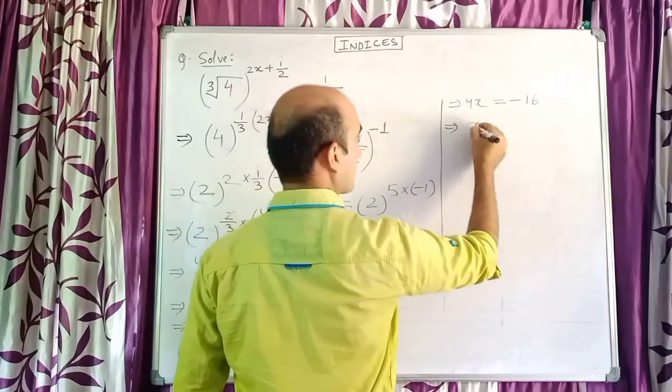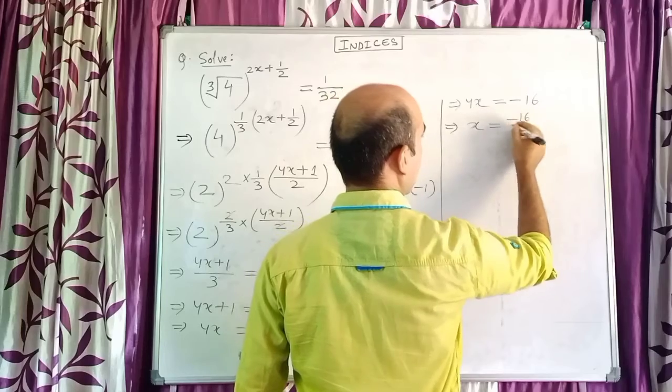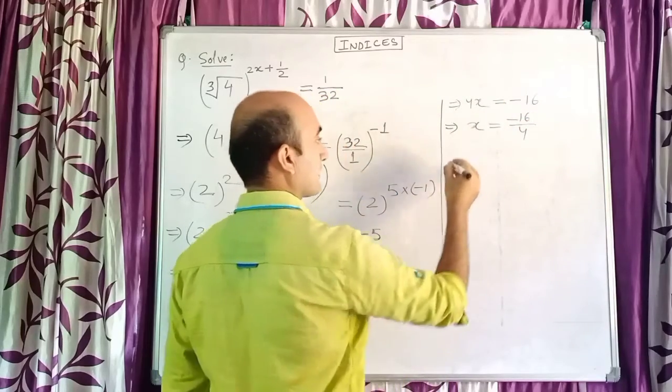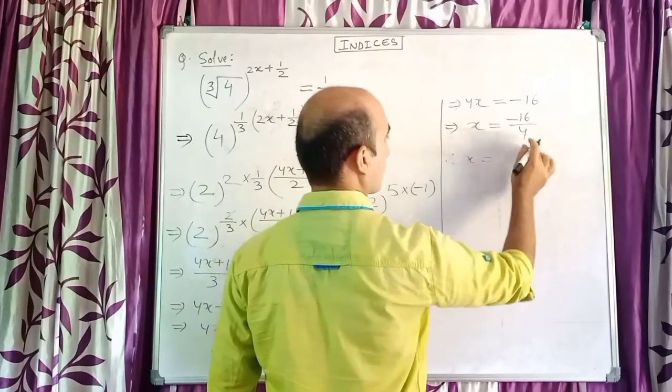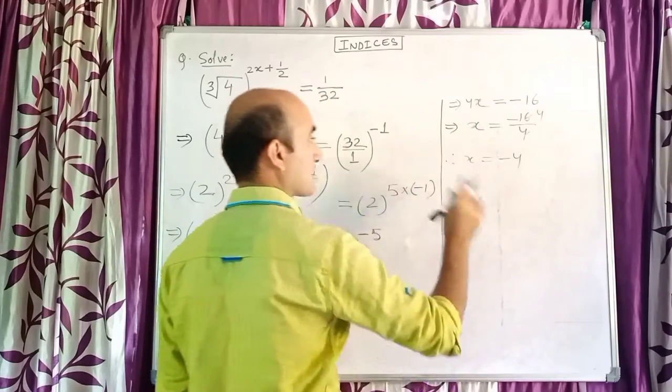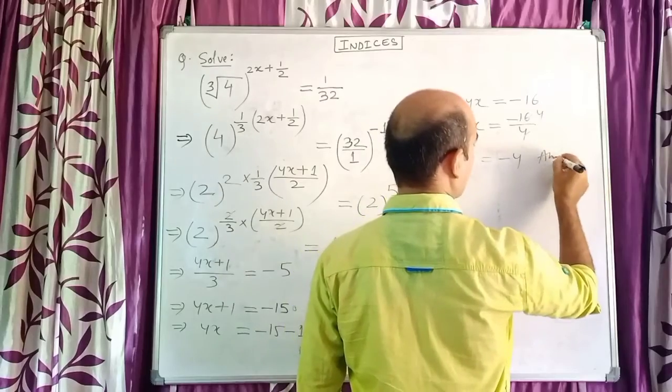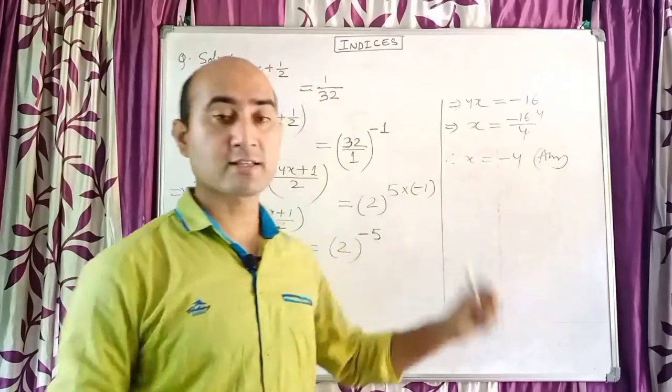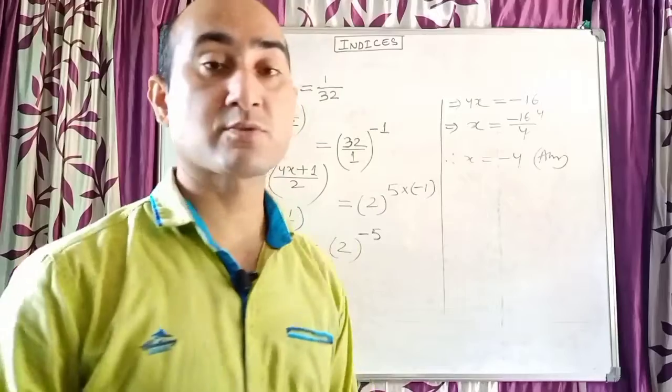So x equal to minus 16 by 4. This 4 will come and divide, and finally x equal to 4 4s are 16, so minus 4 is our answer. So solve means find the value of x, and the value of x is minus 4.